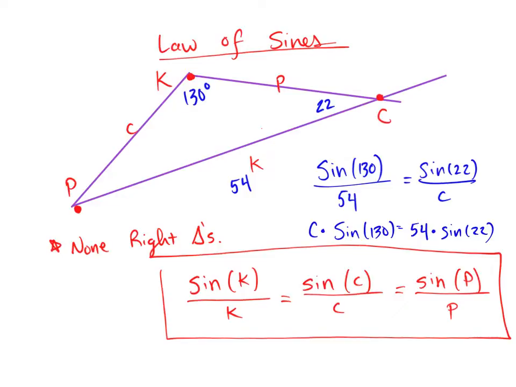However, hold on a second. Is C isolated? No. What can isolate C? Divide by what, class? All right, so let's divide by sine 130. If you guys could take this in and type this in, this is what we will do to solve it, okay?